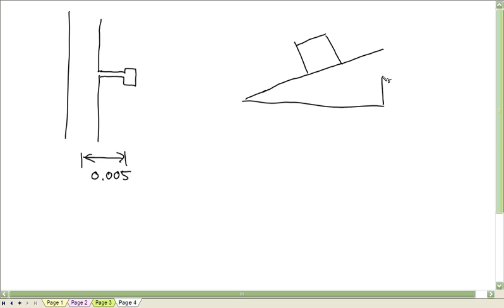This incline has, like this side, the height is given by the lead, and that was 0.01. And this side length is the circumference. So that's 2 pi times this radius, so 0.005. And that gives you an angle of 17.86.